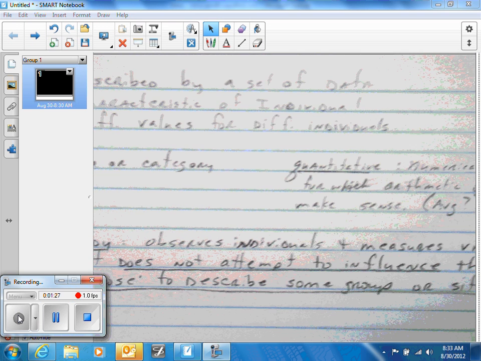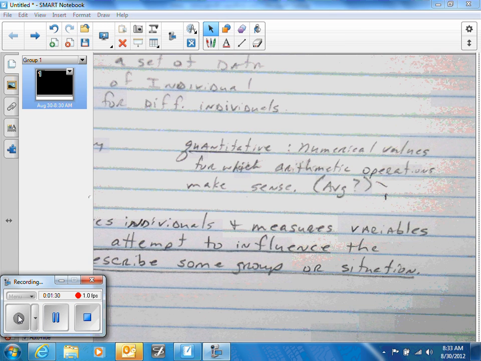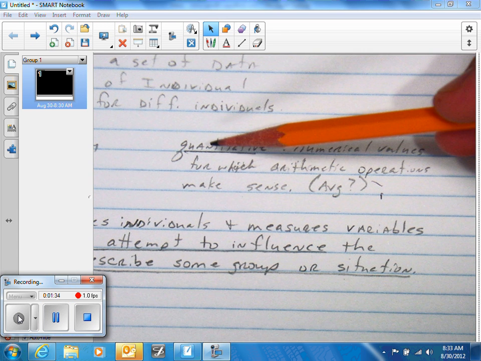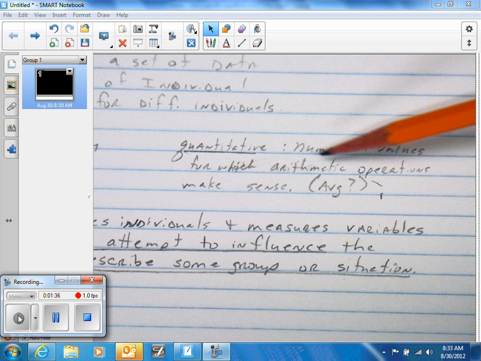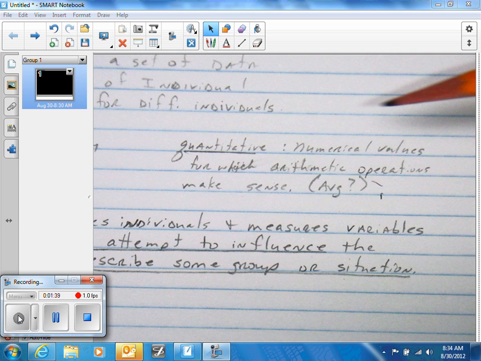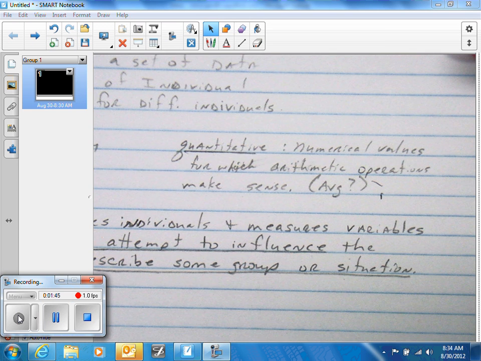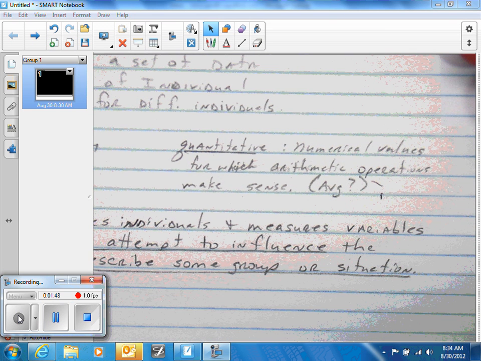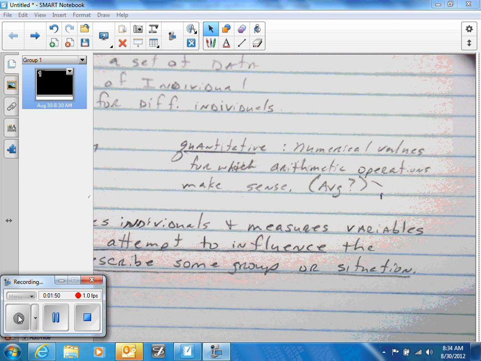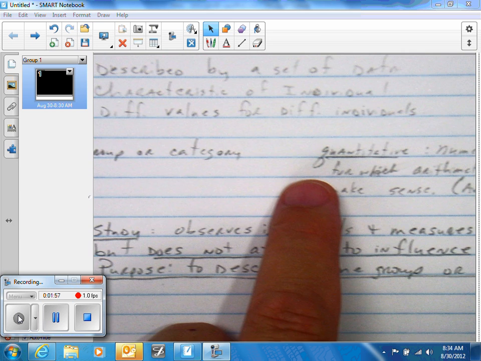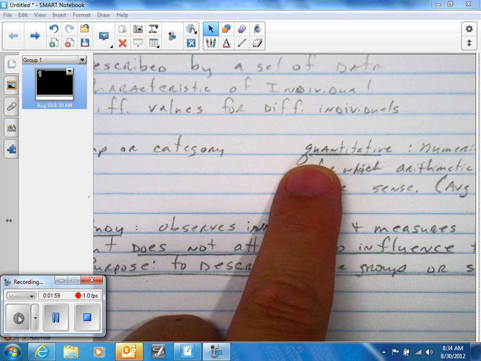Now, the other is quantitative. Quantitative is when you have numerical values for which arithmetic operations make sense. Basically, you can take the average. You can't take the average of a social security number, or of a zip code. Therefore, those are not quantitative values. So the two things that we're going to talk about are categorical and quantitative.